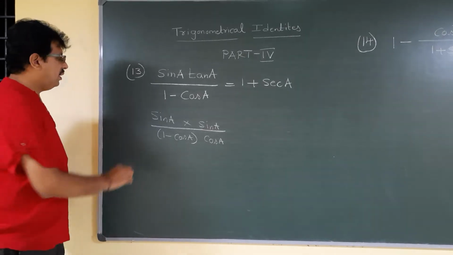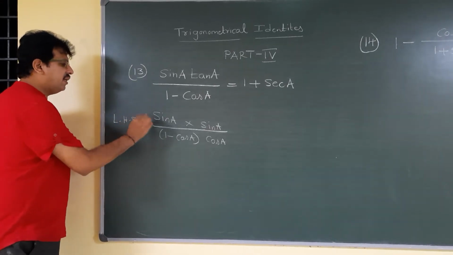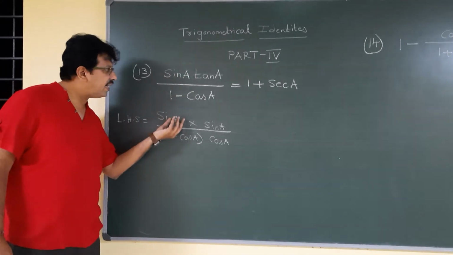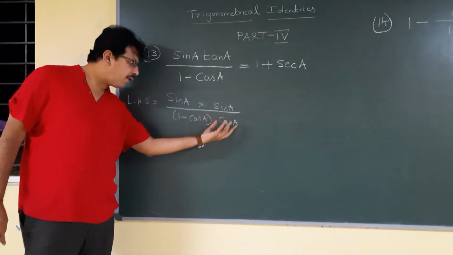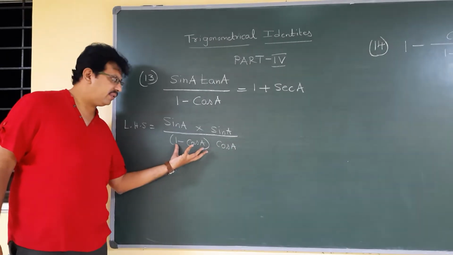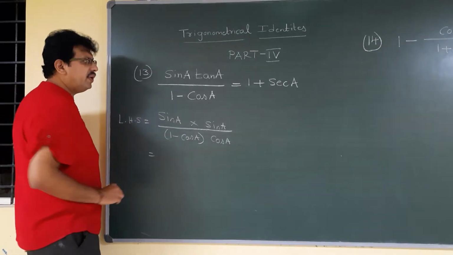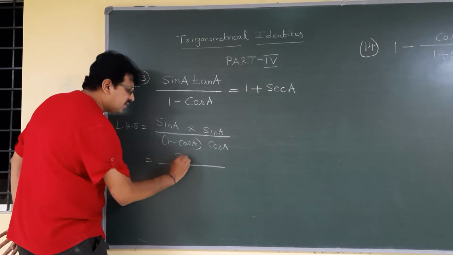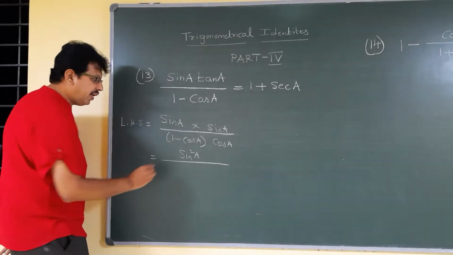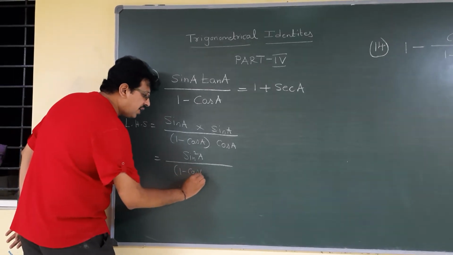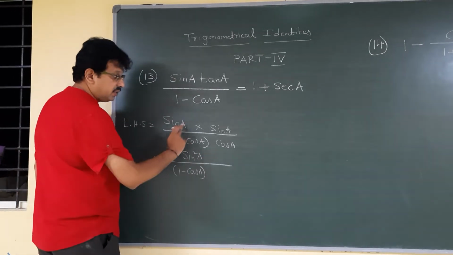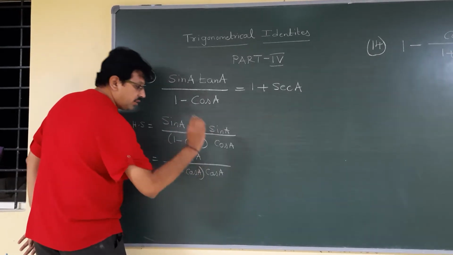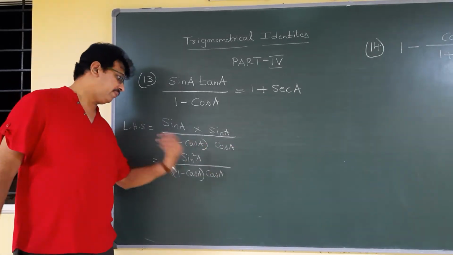So that is actually the left hand side. I have taken the left hand side and I have started doing it here. So sin A I have written as it is. In the place of tan A I have written sin A by cos A, and 1 minus cos A I have written as it is. So here, children, you need to observe very carefully that sin A into sin A is nothing but sin square A, divided by 1 minus cos A into cos A. Sin A into sin A, sin square. 1 minus cos A into cos A. We are just multiplying here as it is.